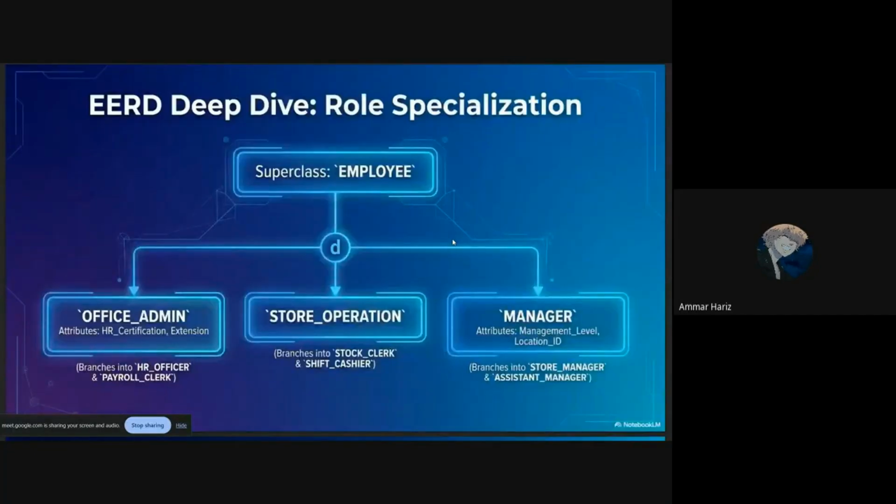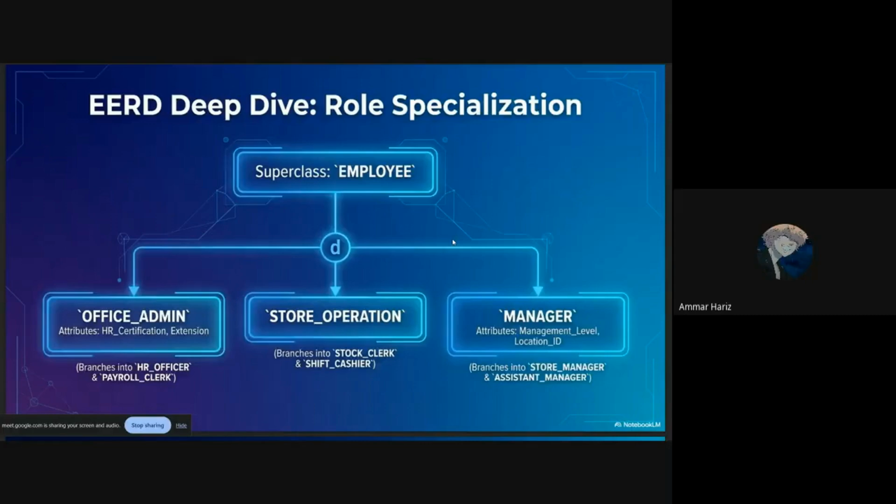And continue to slide 11. To handle different job roles within an organization, we apply a specialization in our Enhanced Entity Relationship Diagram (EERD). The superclass employee branches out into three disjoint subclasses. First, office admin. This subclass stores specific attributes like HR certification and access number and can branch further into roles like HR officer and payroll clerk.